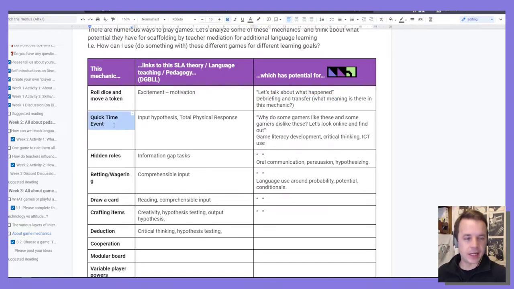Next, we've got the quick time event in games like, I don't know, what game has quick time events? You tell me. God of War, Final Fantasy, maybe? Yep. The idea here is that it links to the input hypothesis. You have something coming at you and you have to respond as quickly as possible. For example, it says press left, and you press left. You get it right, you get feedback, and you go on to the next section of the game. So why do some gamers like these and some gamers dislike them? Let's look online and find out. So this is how you can scaffold that into further learning.